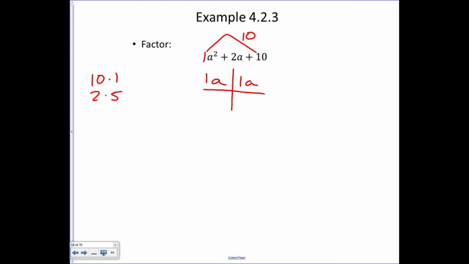So there's nothing else we can do here. We can't factor this. This trinomial is not factorable. And so because it's not factorable, we say that it's prime.